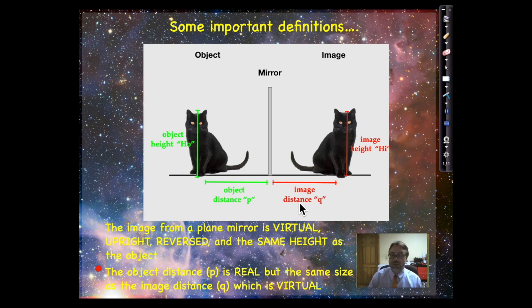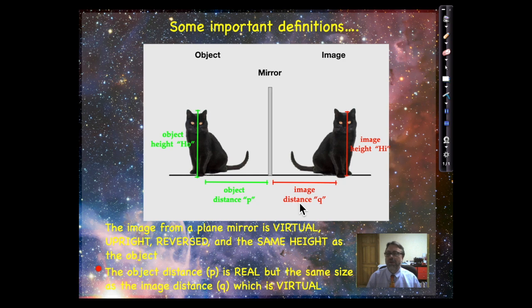We call the image distance Q. The reason why they choose P and Q is that P and Q kind of look like reflections of each other. So P is the object, Q represents the image. I always remember it this way: you have an object before an image, and you have the letter P before Q in the alphabet. So P for object, Q for image.